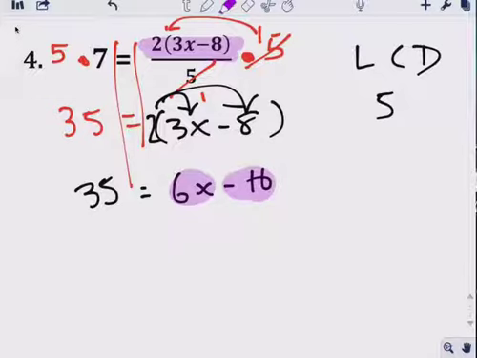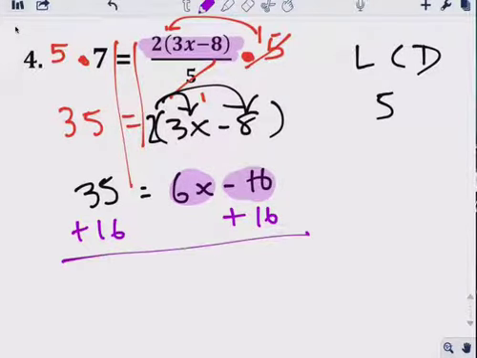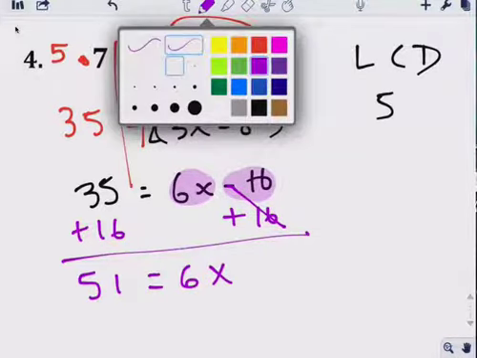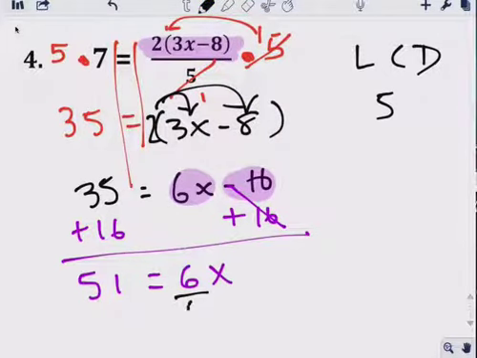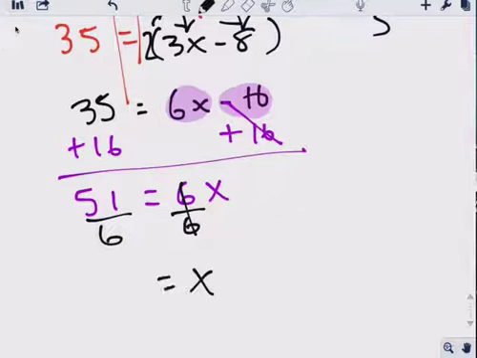Which one do we make 0 first? The minus 16. We always divide last. Add 16 here, add 16 here. Okay? That leaves you 51 equals to 6x. Divide both sides by 6. You divide last, remember? X equals to 51, divide by 6.